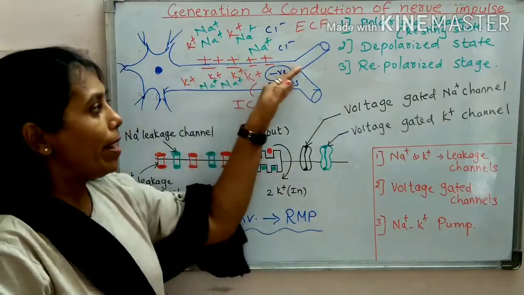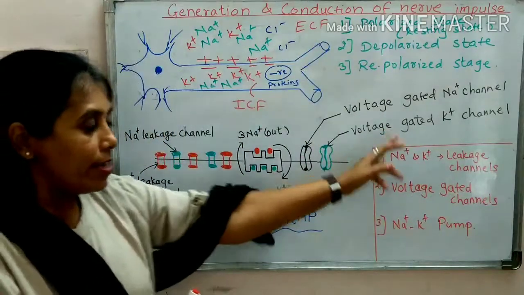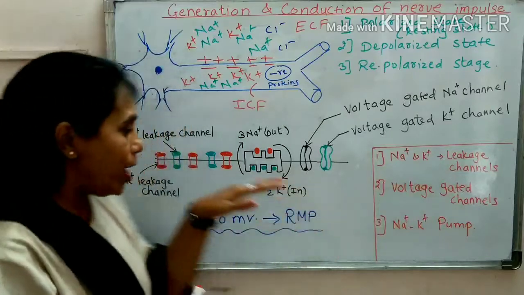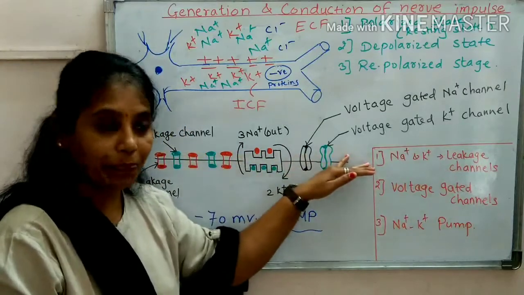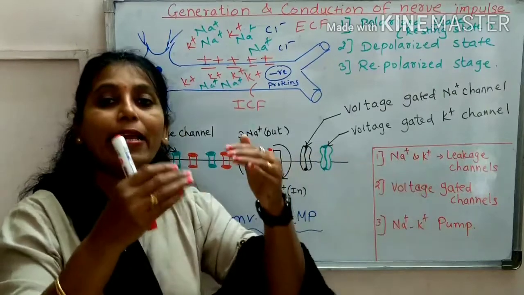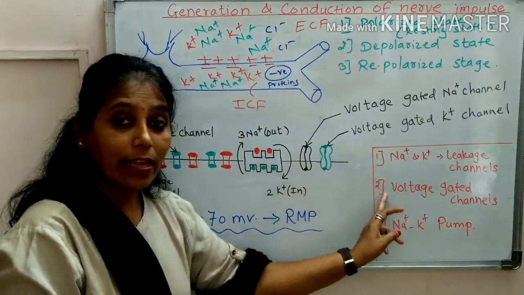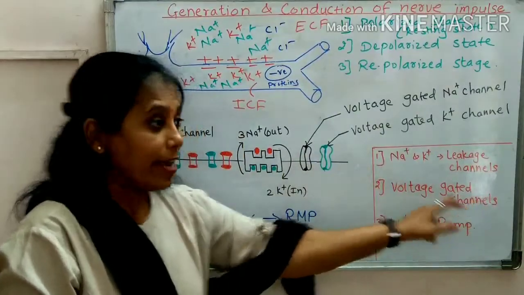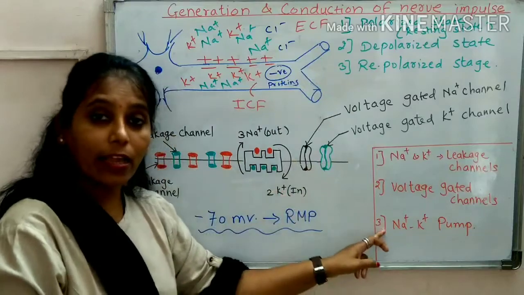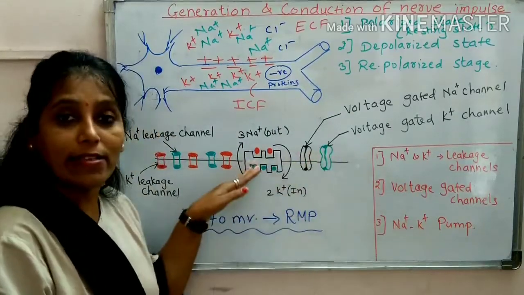Now how is this polarized state maintained? For that, three things are continuously operating on this membrane. The first thing, sodium and potassium leakage channels are present on this membrane. Second, voltage gated channels are present on this membrane. And third, sodium potassium pumps are present on this membrane.